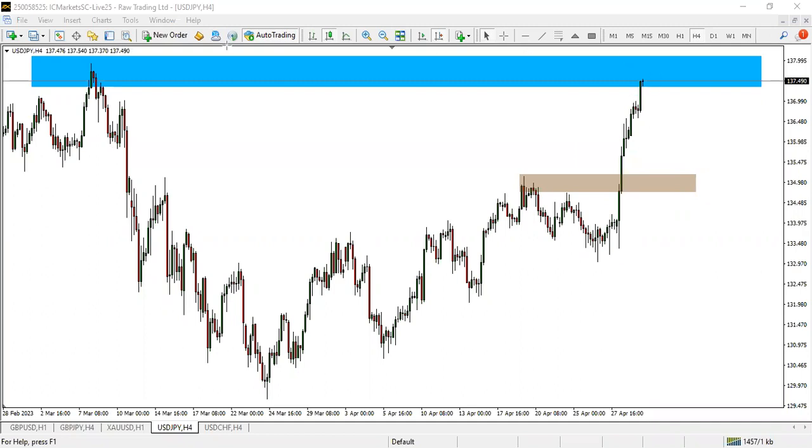So price could give us a retest to this level right here. This is a good level for a TP as well. So it depends on what price does. And also keep in mind, this is a short-term short, which means you should not hold it for too long.